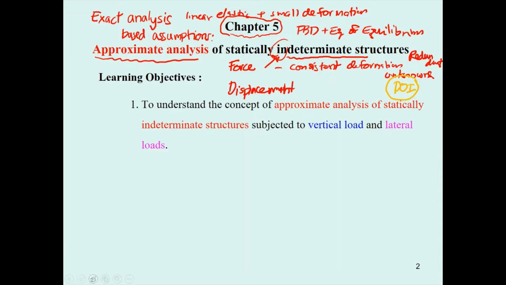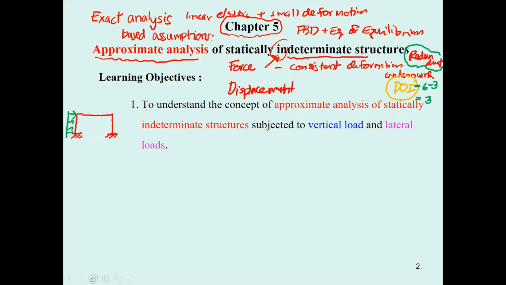For example, if we have the frame like the one we had in the examination, subjected to wind load, in this case we apply a lateral load. Then this frame has what degree of indeterminacy? The reactions are going to be 3 plus 3, that is 6. We have 3 equations of equilibrium for one free body diagram. So the degree of indeterminacy of this frame is going to be 3, so we have to select 3 redundants and so forth.